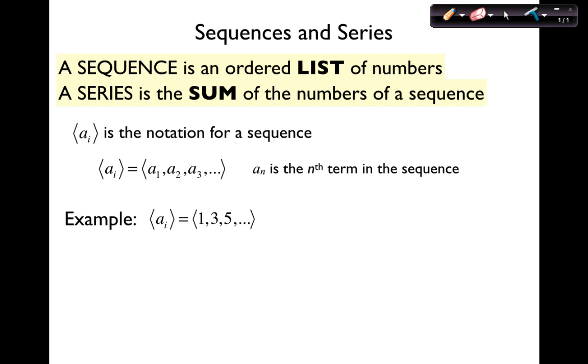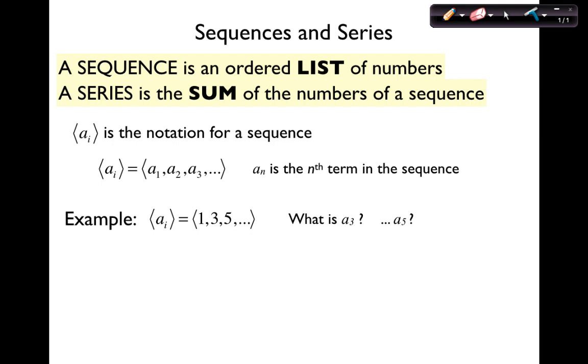Here's an example. The sequence starts with 1, and then 3, and then 5, and then the ellipsis means continue this way indefinitely. Just keep going. So what is A3? Someone said 5. Do you agree with that? A3 is 5.